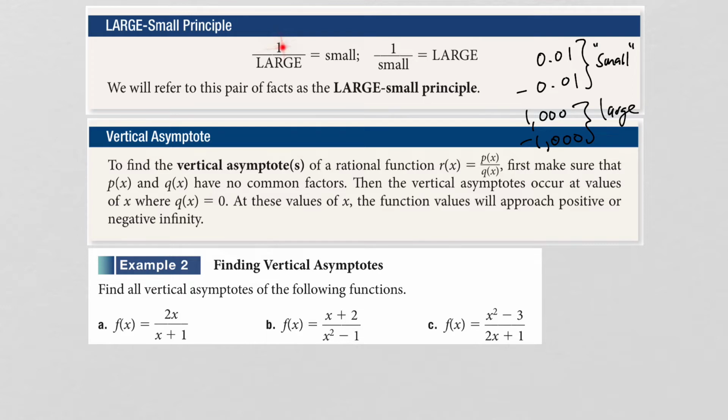When you take the number 1 and you divide it by a large number, you get a small number. And if you take the number 1 and divide it by a small number, you get a large number. You can play around on your calculator to verify this. Just take 1 divided by 1,000,000 and see what you get. Then take 1 and divide it by a small decimal and see what you get. This is a very useful concept to understand and be able to quote when needed.